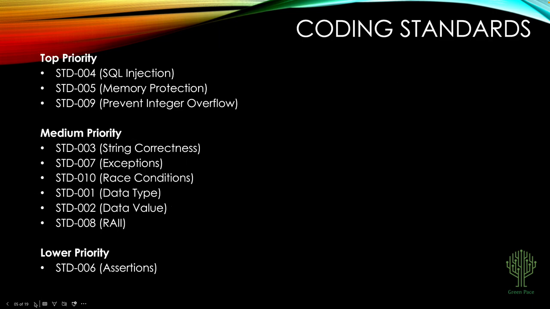Our 10 coding standards are ranked by threat level. SQL injection, memory protection, and integer overflow are top priorities due to their potential to cause serious damage. Medium priorities include handling strings, exceptions, and race conditions, and lower priority standards like assertions still matter but pose less risk. Prioritizing this way helps developers know what to prioritize.